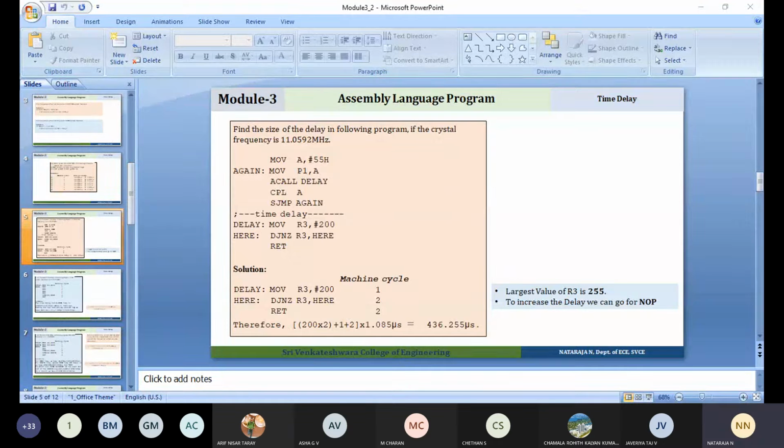How much is possible if you are going to write? Here I have written only one loop equation. If you want one more loop equation, if I write 2 more loop equations, it will keep on looping, so that it will increase the delay.